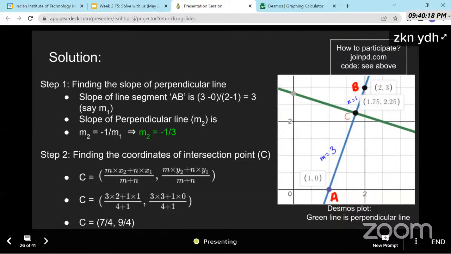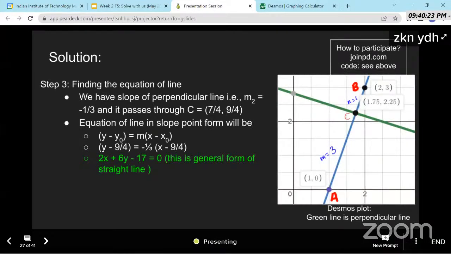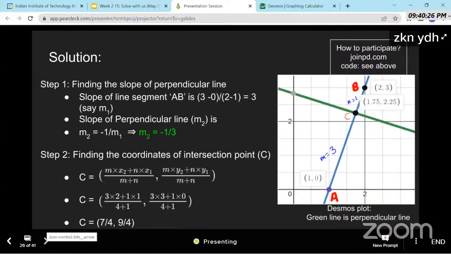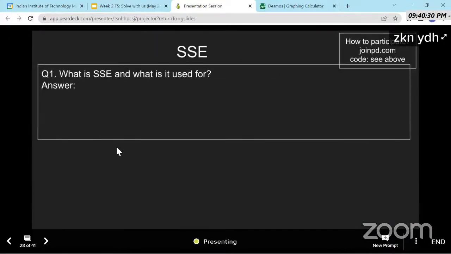Okay, so I can just skip this as well. Similar type in the sense it's just this intercept form, and it's very easy to understand this particular question. Okay, so now let's go with this SSC problem.